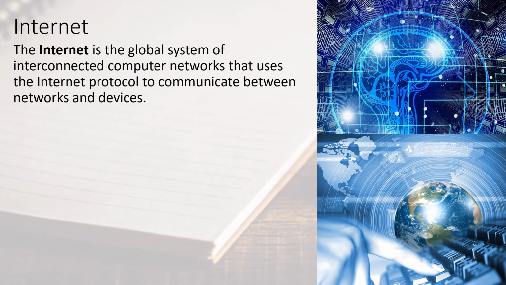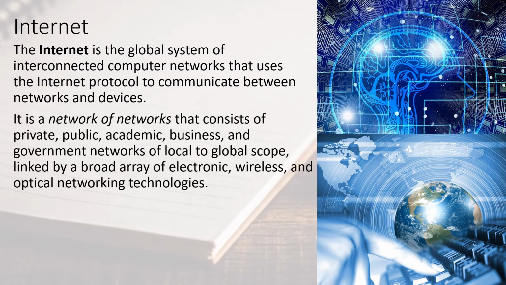So the internet is a global system of interconnected computer networks that uses internet protocols to communicate between networks and devices. Communication happens because of the sharing of files, documents, and information. It is a network of networks that consist of private, public, academic, business, government networks of local to global scope, linked by a broad array of electronic, wireless, and optical networking technologies.